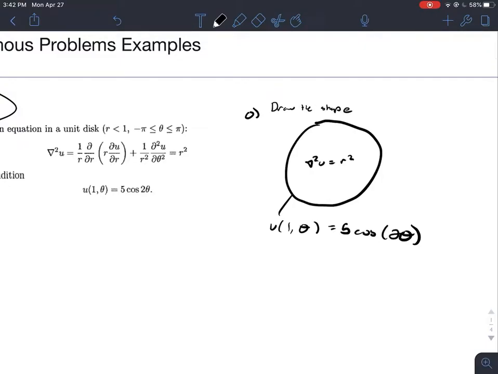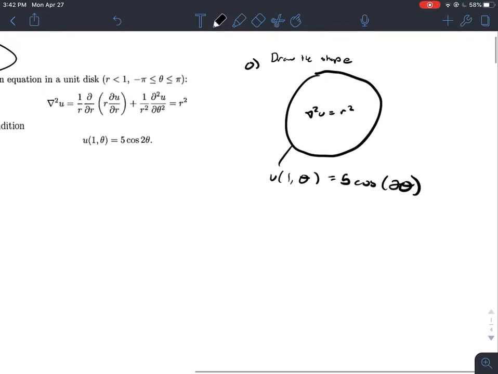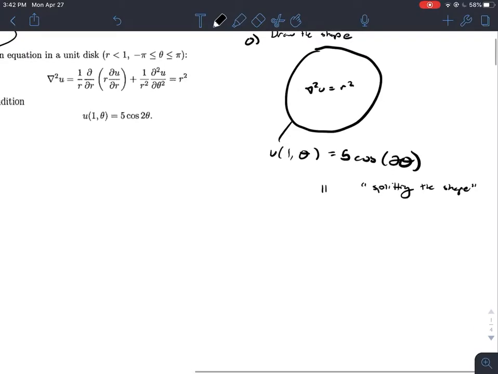Since we have Poisson's equation, we can't exactly solve this explicitly using separation of variables immediately. So the technique to actually solving this problem is what I like to call splitting the shape. You may remember this from cylinder problems, for example, or square problems, where we're trying to make at least one of the sides homogeneous and then make the other one non-homogeneous.